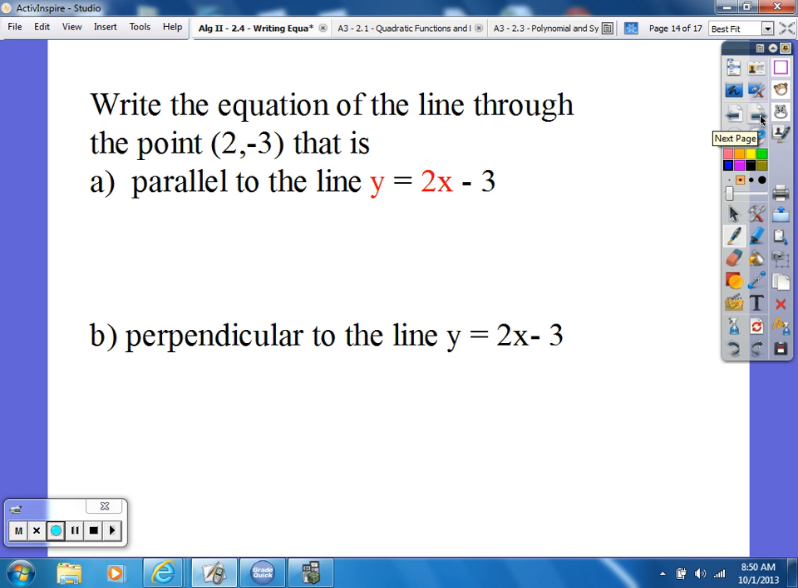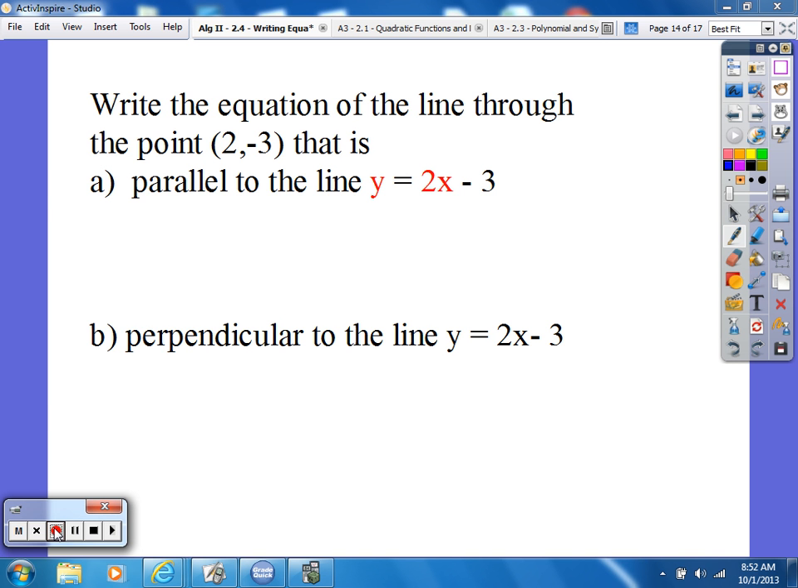So here's our next one. I'm going to give you the point. Now we're going to deal with parallel and perpendicular. Take a minute. Write down the key information up through letter A. Do not write anything from letter B down yet. Once again, we're talking parallel, like we just did on our quiz. We talked about parallel, perpendicular, and neither. Here we're asked to write the equation parallel to y equals 2x minus 3.